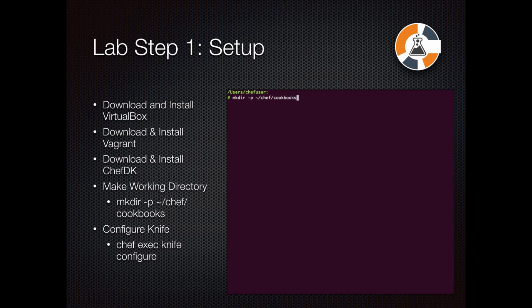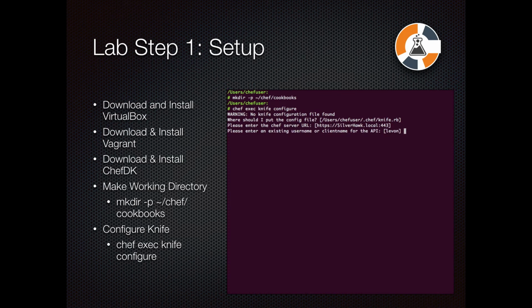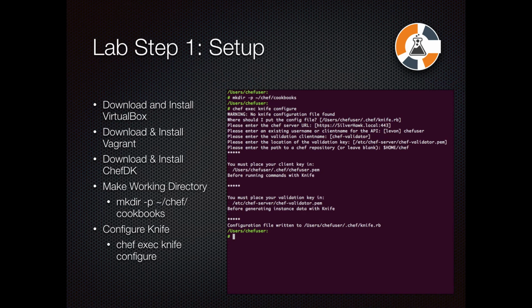But basically make a directory that you're going to create a cookbook in, and then configure your knife with chef exec knife configure, and take the defaults. In my example, I had to change the user because I have a generic user, but just take the default, whatever your username is for the client name, and for the chef repo, you can point it to the directory that we created if you like.